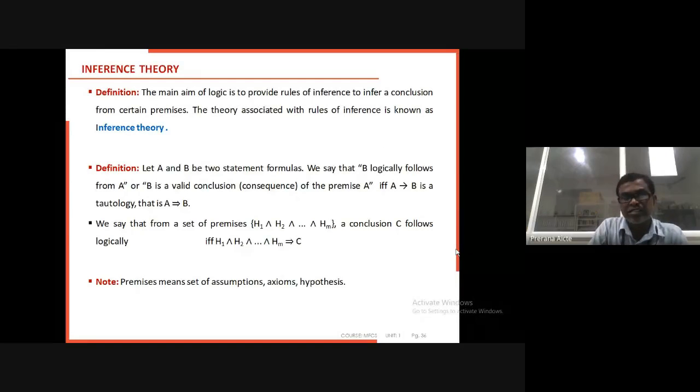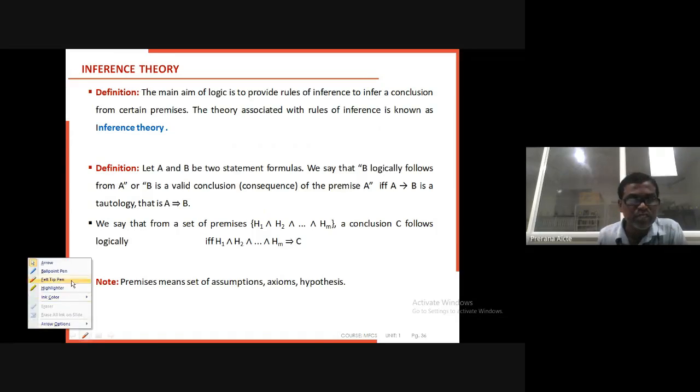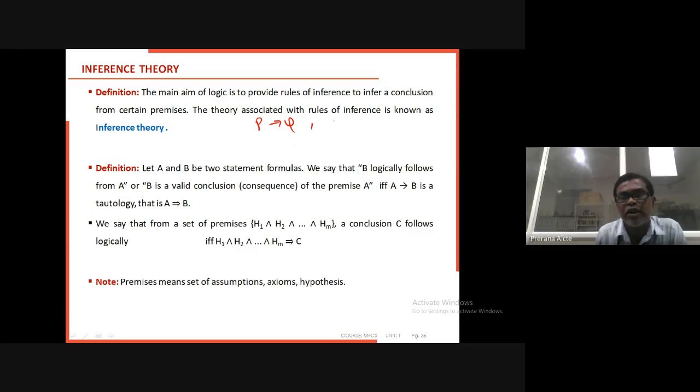The next one is inference theory. This is an important one, which may have questions in the exam. What is the meaning of inference theory? Given a set of propositions or hypotheses, for example P implies Q, negation P, R, these are all called hypotheses or propositions.